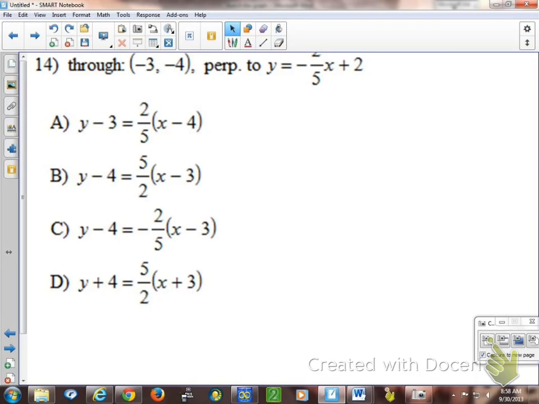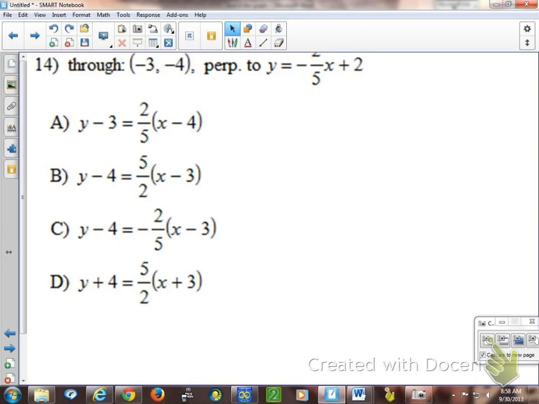Can we tell which one the answer is? Nope, two of them have 5/2. It's D. How do I know it's D? Because negative 4 times negative 3 is going to be adding. The formula has minus in it, so minus negative 4 makes it plus, and minus negative 3 makes it plus. Very good. This one would have had a point of positive 3, positive 4. So very, very good.